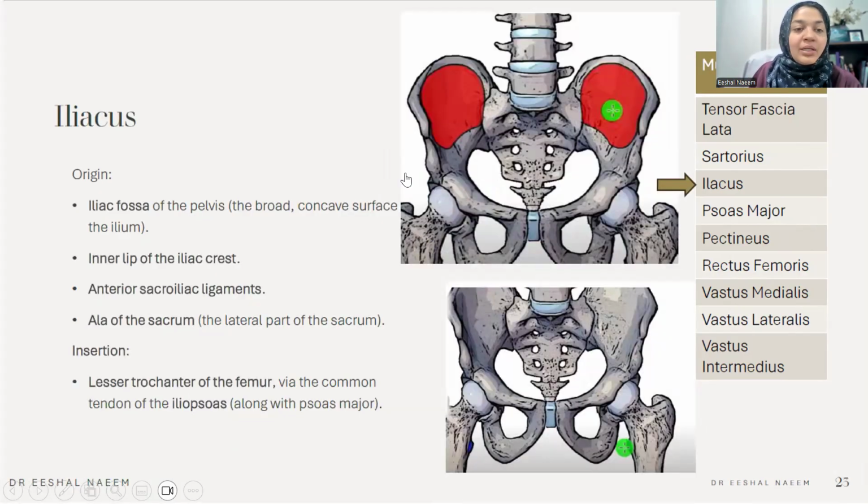Sorry, let me go back. The inner lip of all of this iliac crest, the anterior sacroiliac ligaments here, and the ala of the sacrum. This entire ala, sorry, this entire area, the lateral part of the sacrum, right?